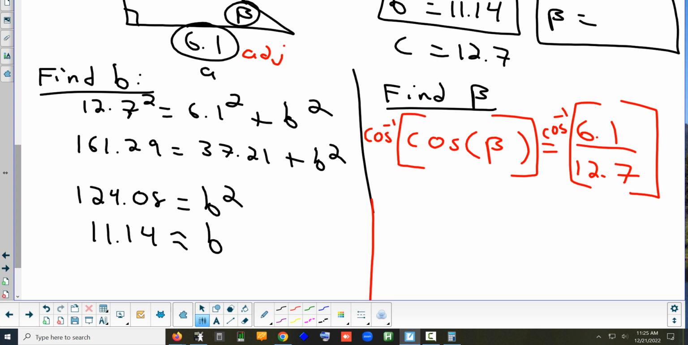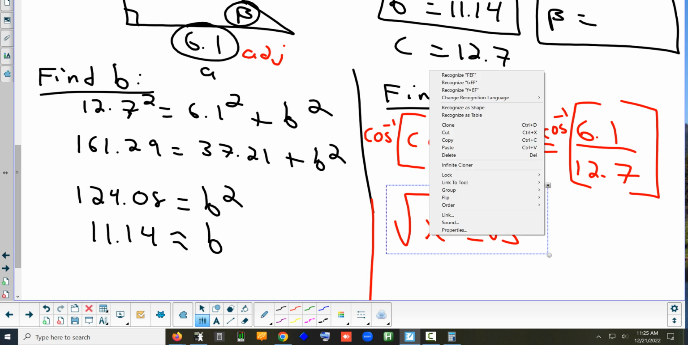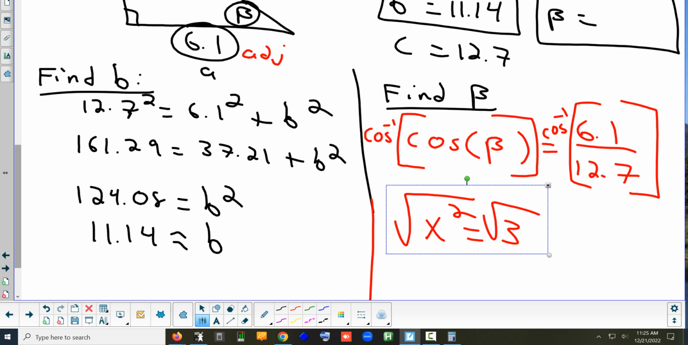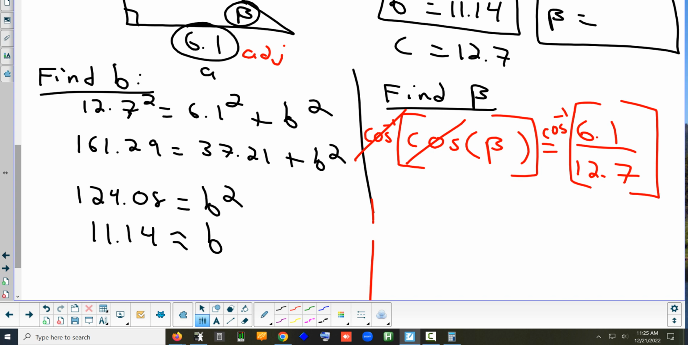There is no multiplication happening right here at all. Just like if I had this, when you take the square root of both sides, putting that symbol there does not mean square root times x squared. It just means take the square root of what's below it. This means take the inverse cosine of what's next to it. So what happens is these cancel out. And the only thing you have on the left side now is beta. And on the right, it's the inverse cosine of 6.1 over 12.7.